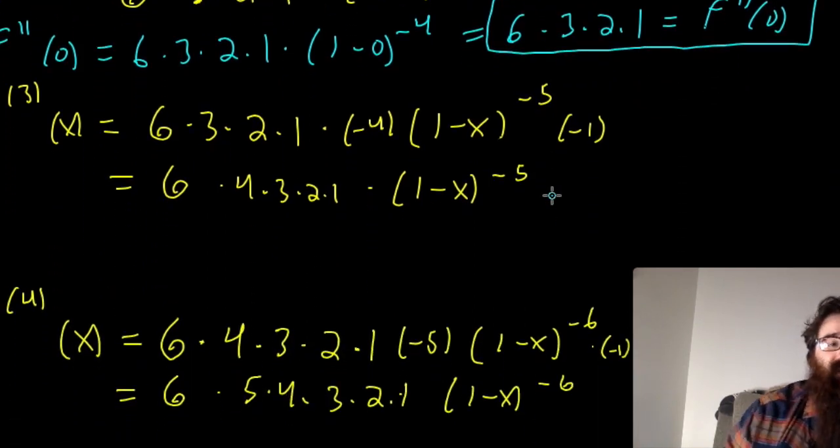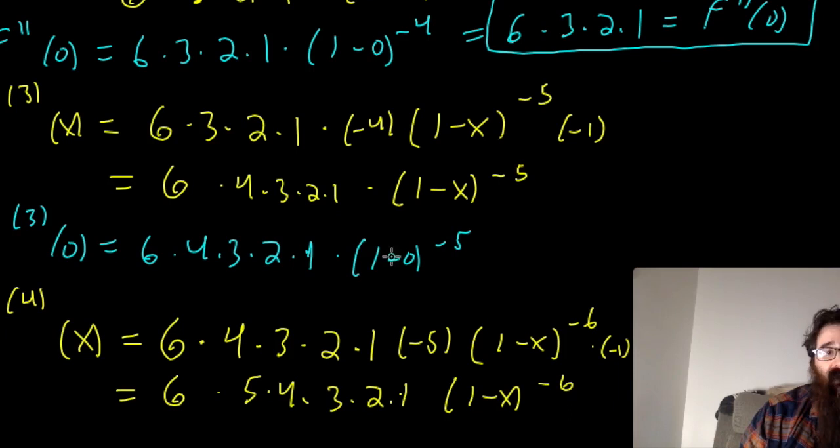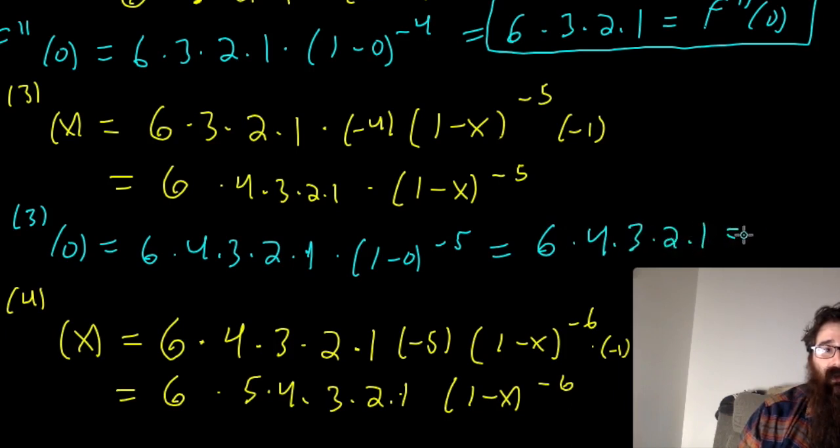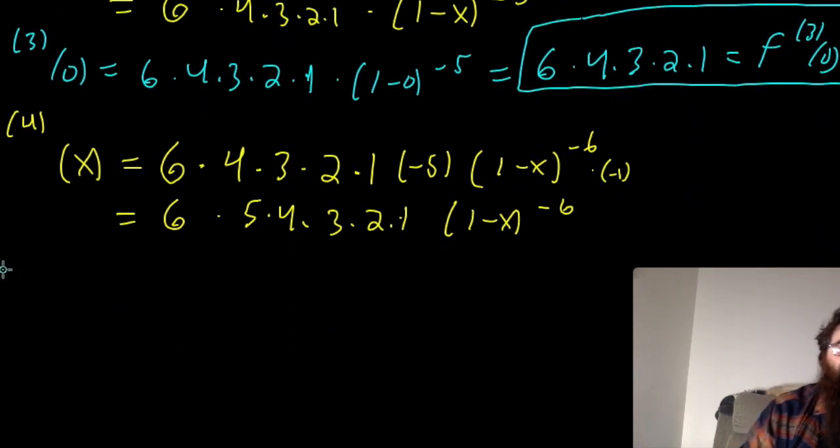And I got a couple more, so let's find my third order derivative evaluated at 0. So it's going to give me 6 times 4 times 3 times 2 times 1 times 1 minus 0 to the power of minus 5, which is 1 to the negative 5, which is just 1. So this gives me 6 times 4 times 3 times 2 times 1 for my third order derivative evaluated at 0. And I went up to the fourth order derivative, so let's evaluate that at 0 as well. You probably know what's going to happen.